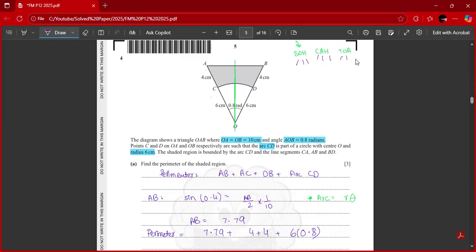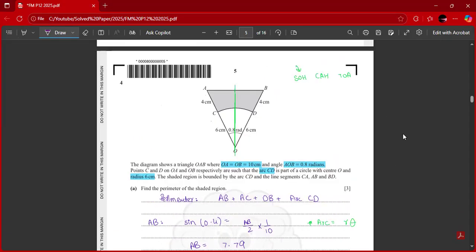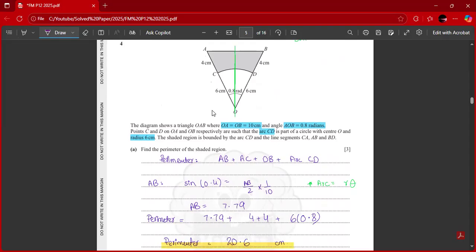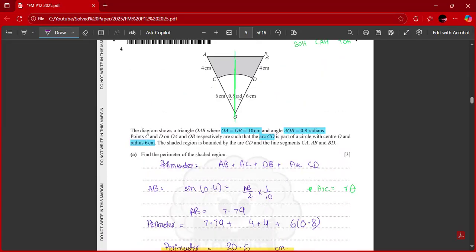If you have your own, like some people have curly brown hairs one, you could use that as well. It's totally up to you. So now at the first line, I'm writing what are the things that are required for the parameter. Like I need AB, this side. I need AC. I need DB, and I need the arc CD.